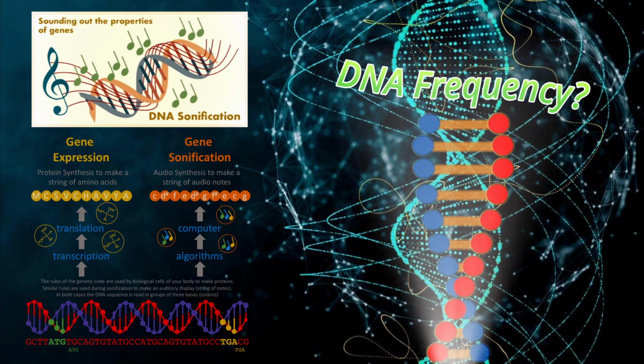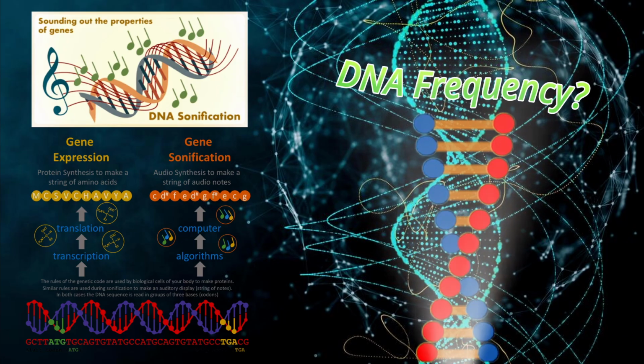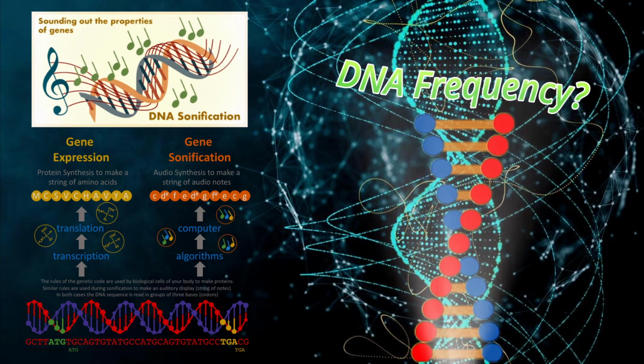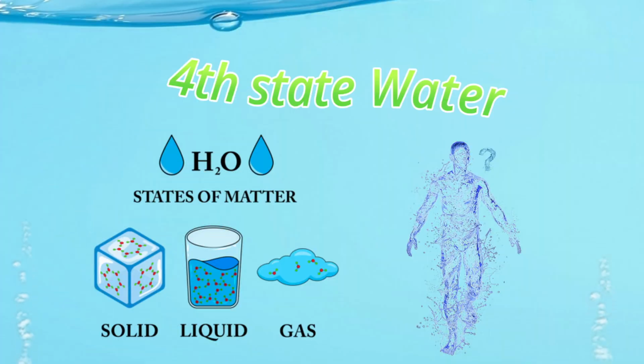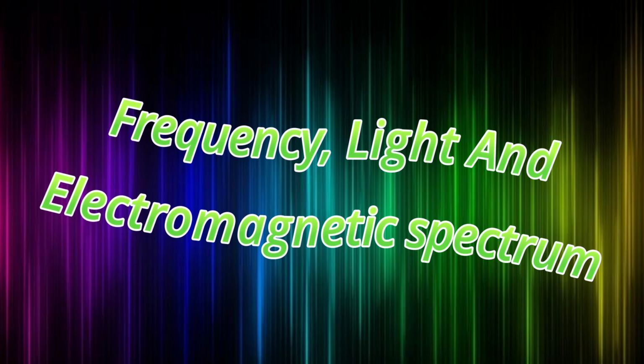We'll look at DNA and the possibility that its code can be frequency and can be shown by the water memory experiment. There are 4 states of water. We will look at the 3 main common ones, and then we will look at the 4th uncommon one and its structure. First up, the basic frequency, light, and electromagnetic spectrum.